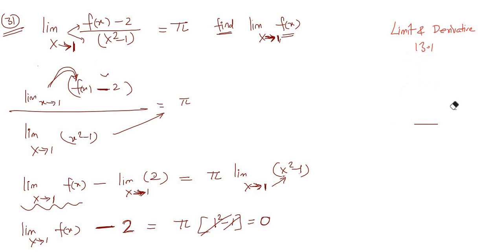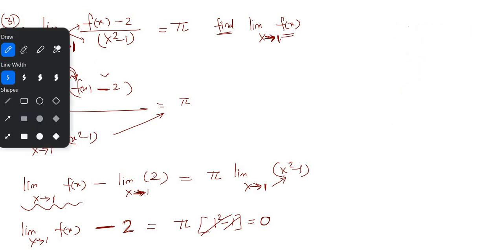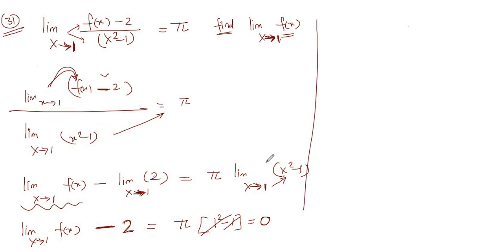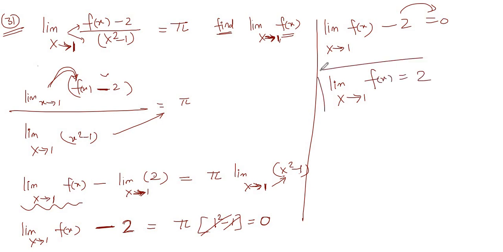So let me see what we will get here now. It will become the limit as x tends to 1 of f(x) minus 2 is 0. The 2 will go there. It will be the limit as x tends to 1 of f(x) is 2. So this is my answer.